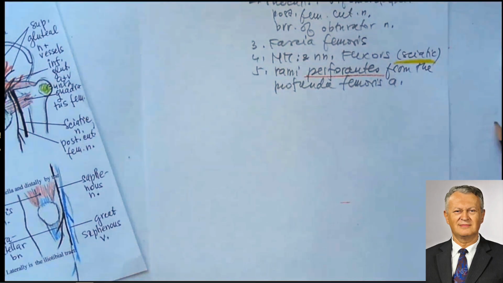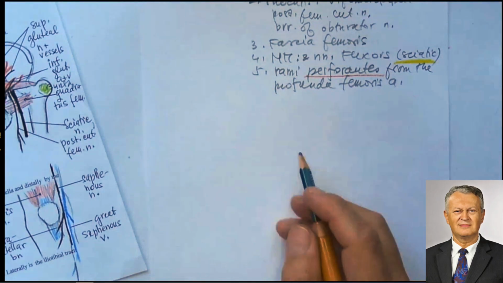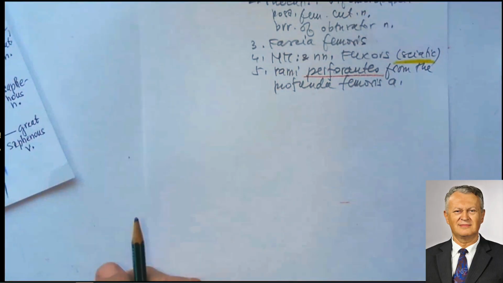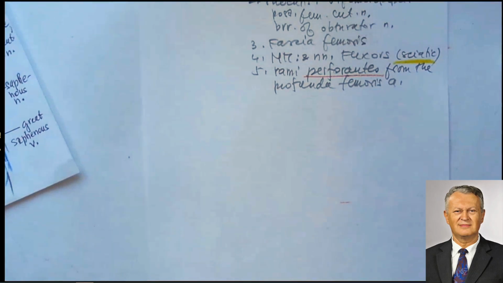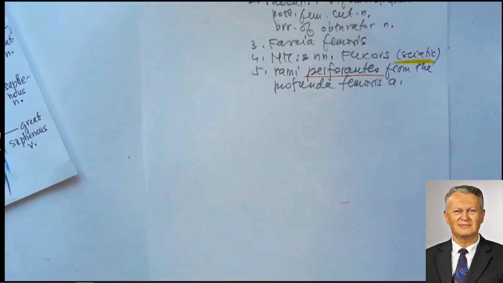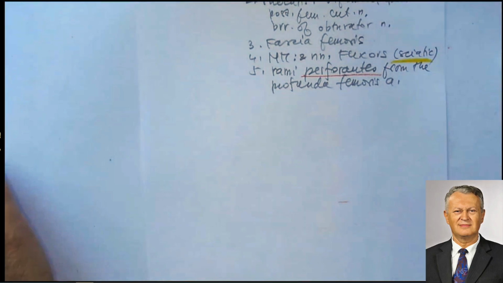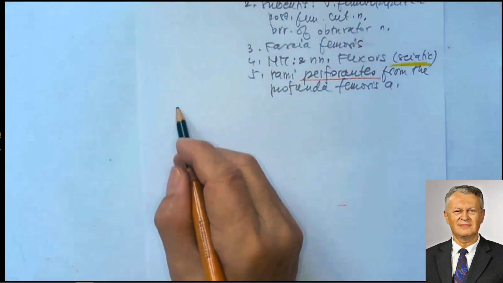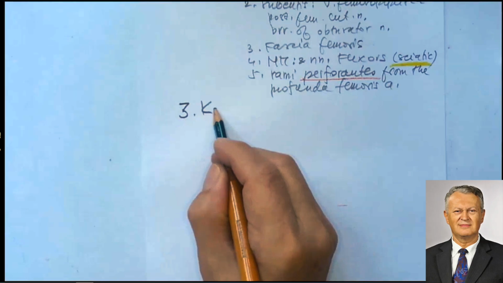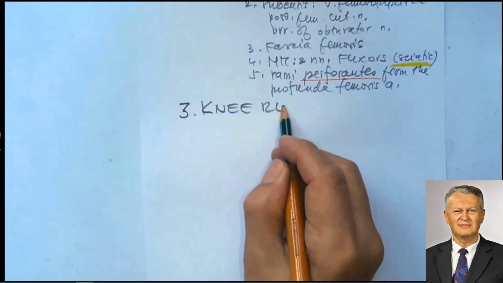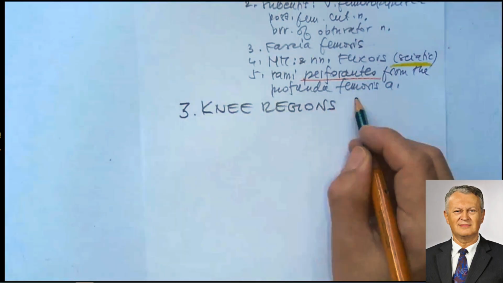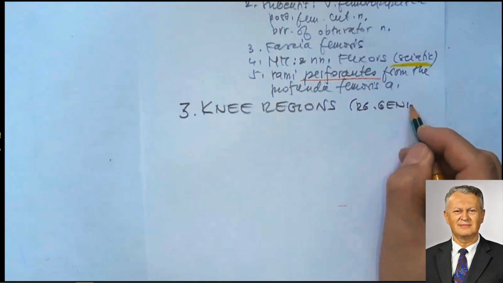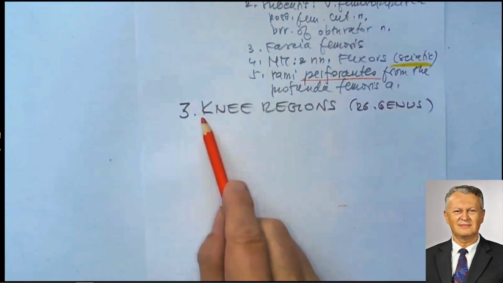Sufficient, done. And then the following area is the knee regions, because these are the regiones genus, the knee region, the knee joint. So knee regions are simply called regio genus. So this would be number three, and we call it knee regions, or officially regio genus. Why not use both versions of terminology? Knee regions.